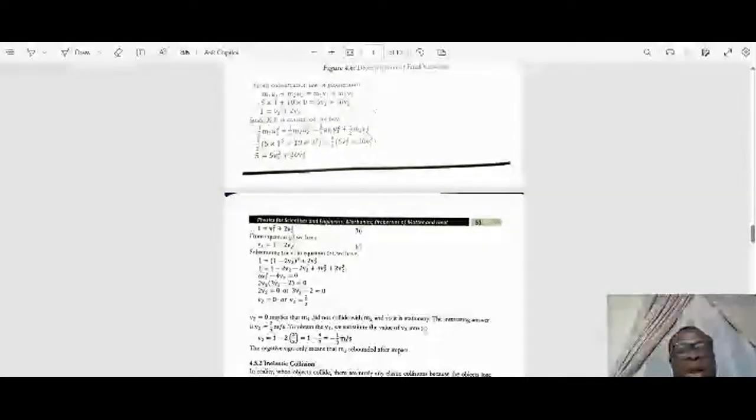We now have half times 5 times 1 square plus 10 times 0 square equal to half into 5v1 square plus 10v2 square. So remember that second term is 10 times 0. That will go, so we are left with 5. I now explain why we now have 5 equal to 5v1 square plus 10v2 square.